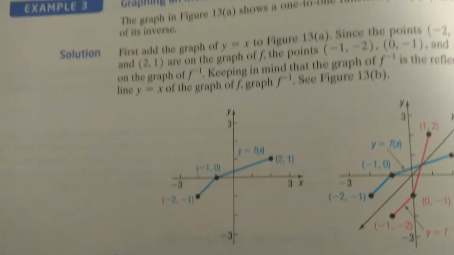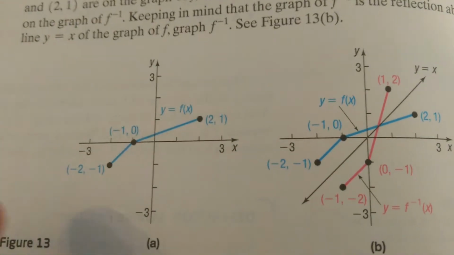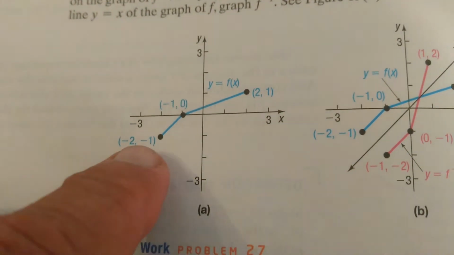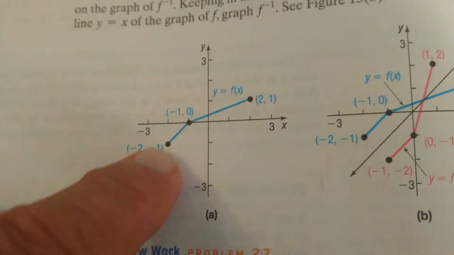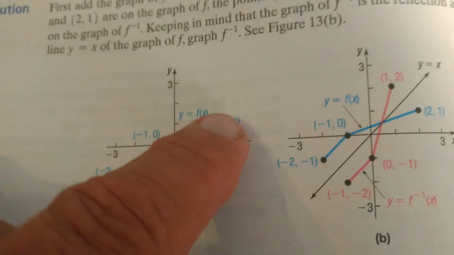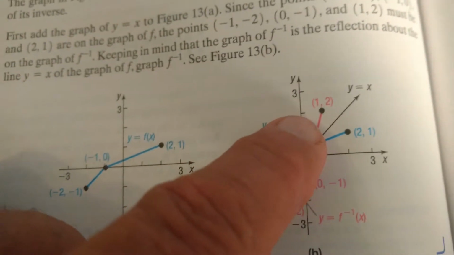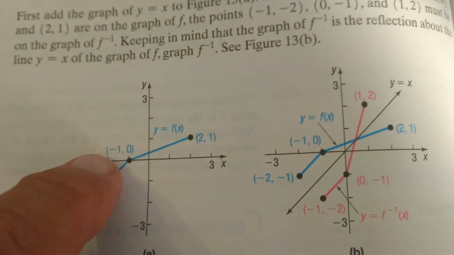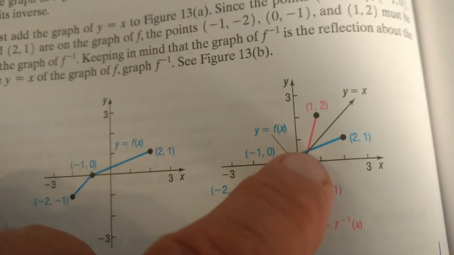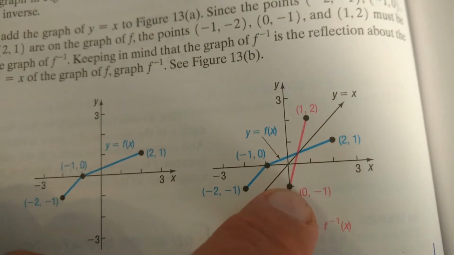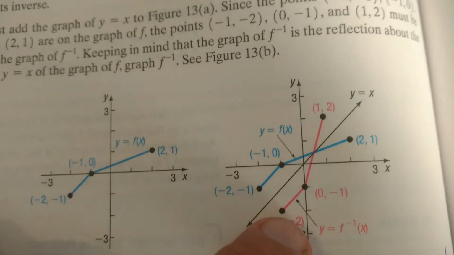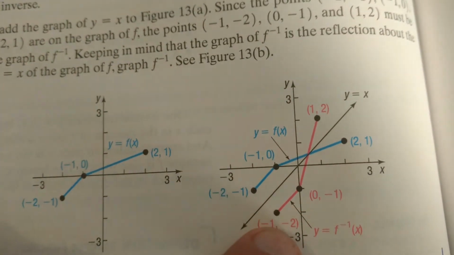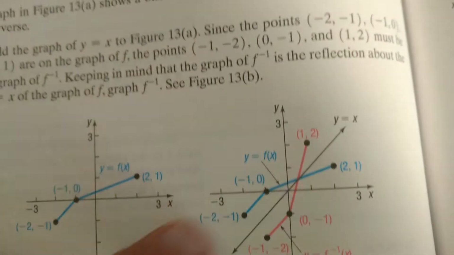Here is a good example of what they mean by inverse. If you look at this graph here, we have the points -2, -1, -1, 0, 2, 1. There's the function f of x. If we want the inverse, this 2, 1 will become 1, 2. This -1, 0 will become 0, -1. This -2, -1 will become -1, -2. Thus, the pink line is the inverse of this function.